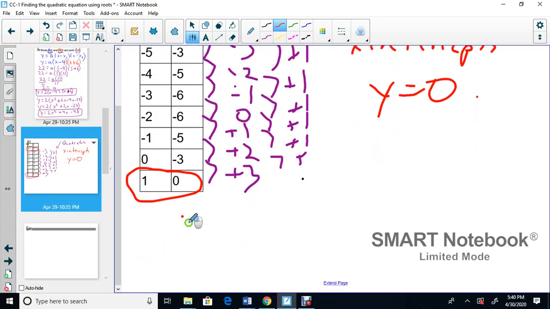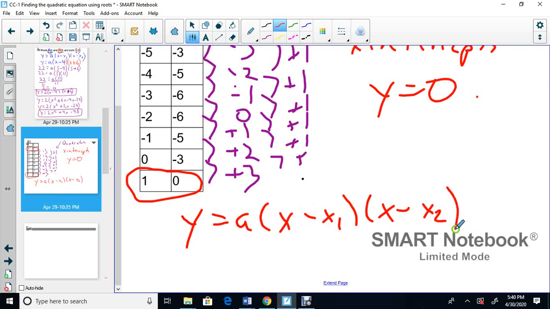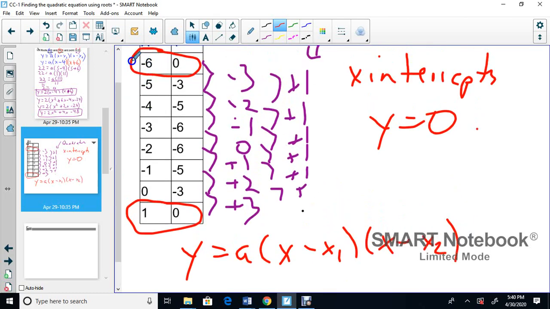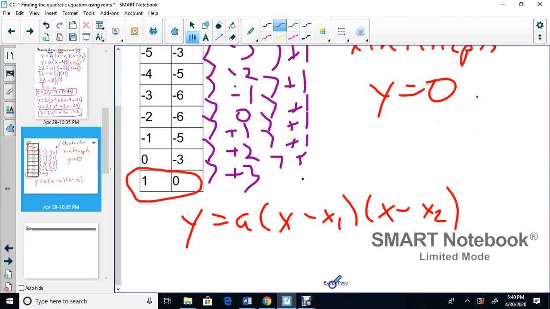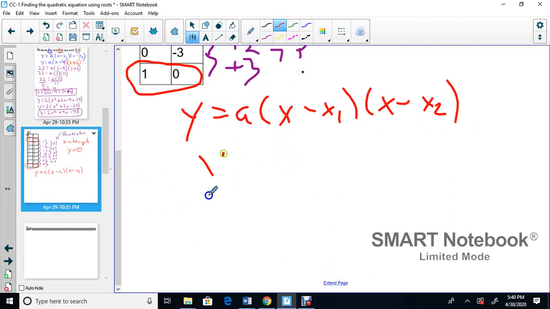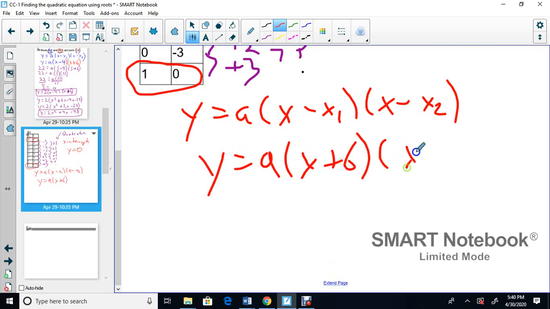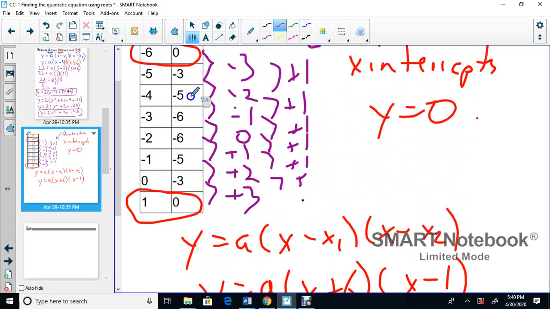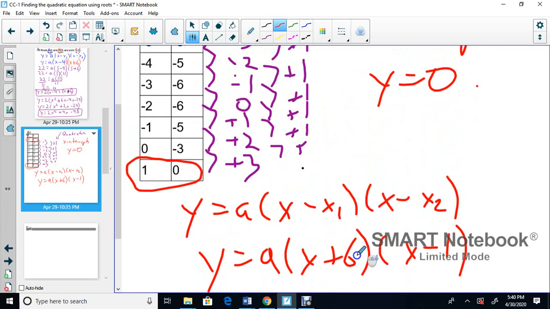So let's go to our equation. y equals a, x minus x1, x minus x2. So the first one was at negative 6. So change the sign because of the minus in the equation. So y equals a, x plus 6, then x minus 1. It's a positive 1 here, but when we put it in here, it's a minus. And over here, it's a negative 6, but we put a positive.